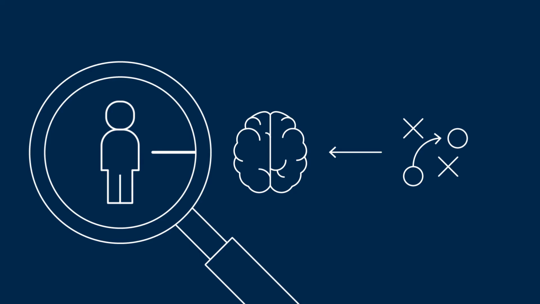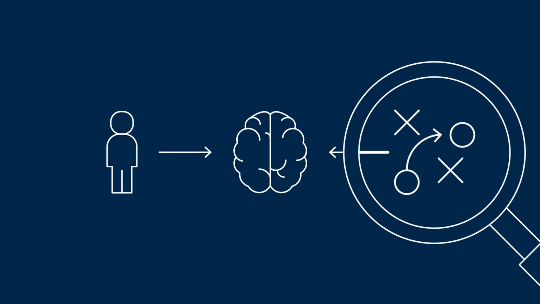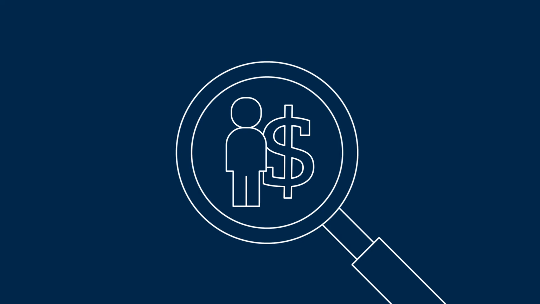Identify an individual. What is the specific behavior you're trying to change? Identify the problem or pain. Make it measurable.